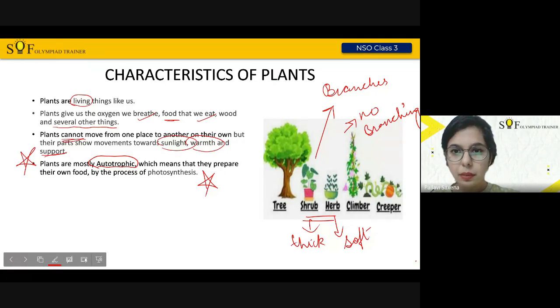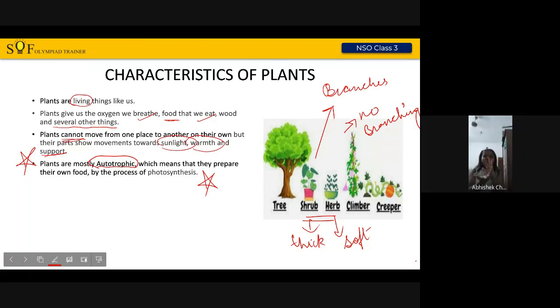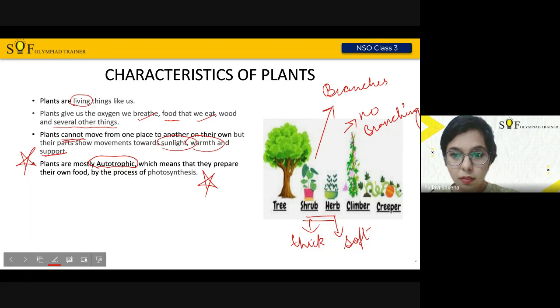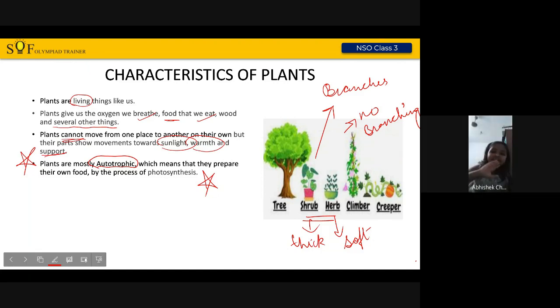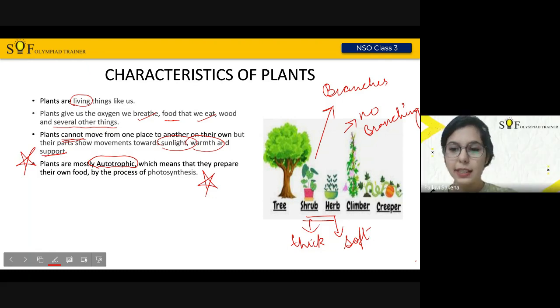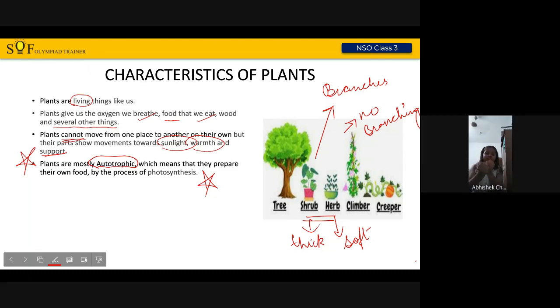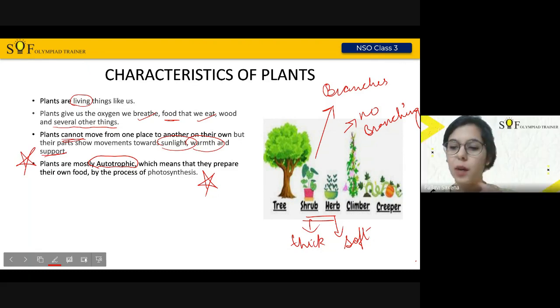Yes, Madhukari, tell me. If you pinch a herb, it will break. If you pinch a herb, it will fall off, but a shrub will not fall off that easily, right? Yes, that is correct. Herbs, because they're very soft, can break off very easily. But shrubs are relatively thicker, so they can't be uprooted out of the soil very easily, right? So that is the difference between your herbs and your shrubs.